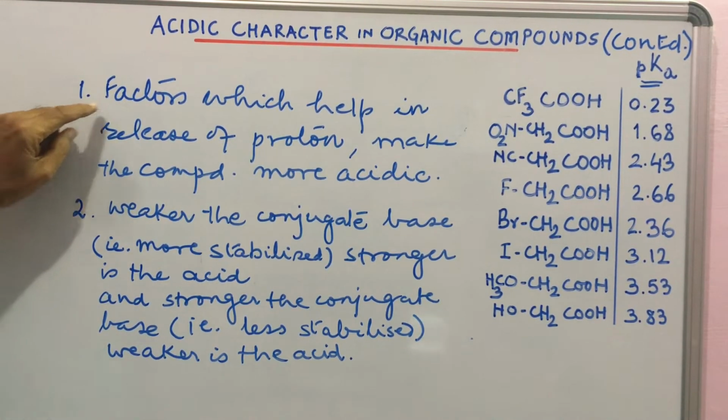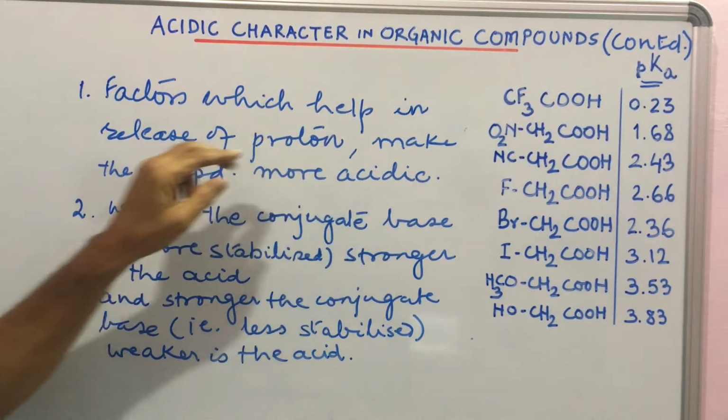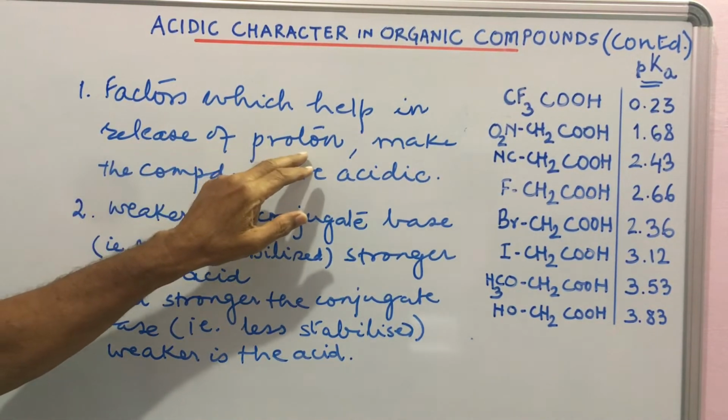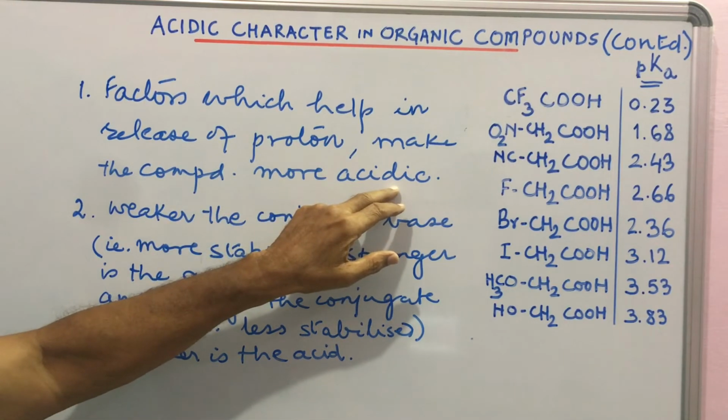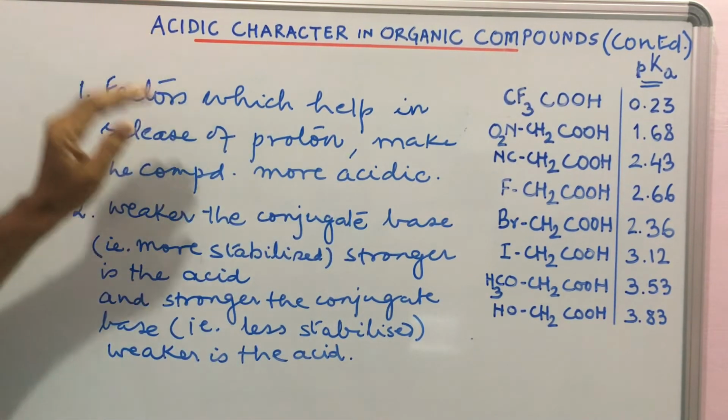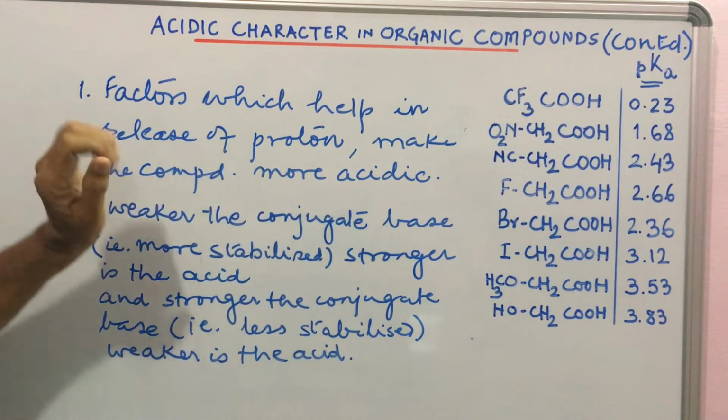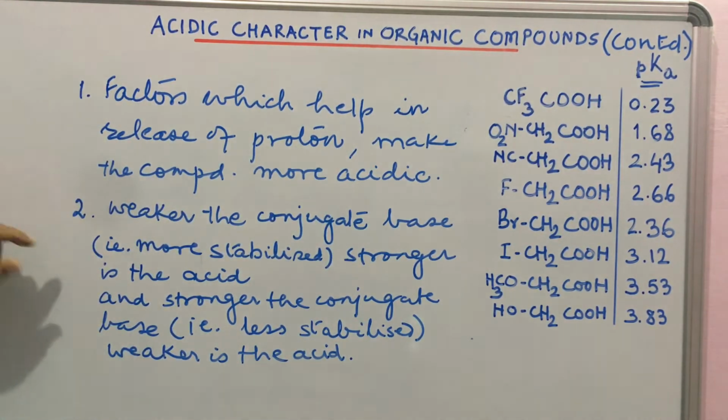Number 1, factors which help in release of proton, that is proton loss, make the compound more acidic. Those which discourage make it less acidic. We will take the examples.